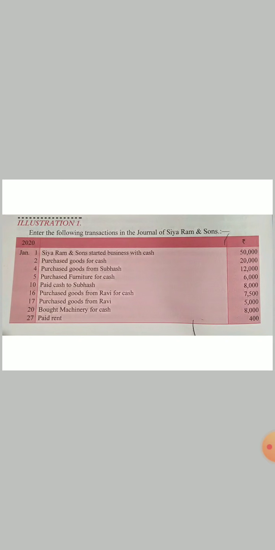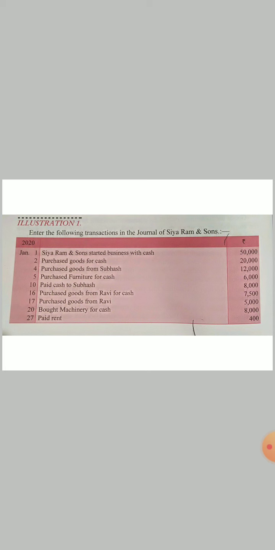Question one states you have to record the following transactions in the journal of C.R. Raman. The very first thing that we need to remember are the golden rules. In real account, what comes in debit, what goes out credit. In personal account, receiver debit, giver credit. In nominal account, expenses debit and incomes credit. That basic rule is going to be used here.